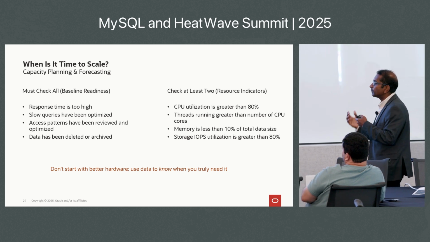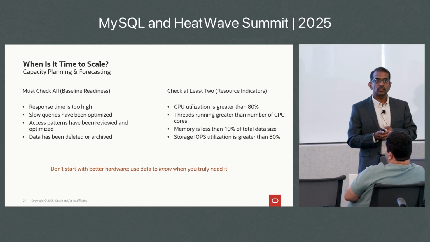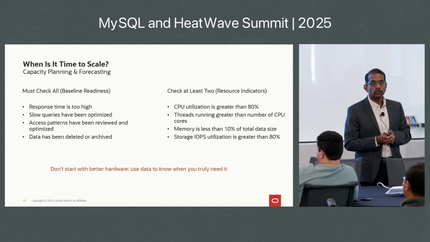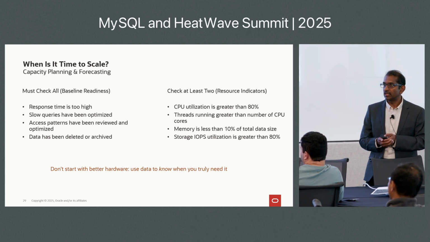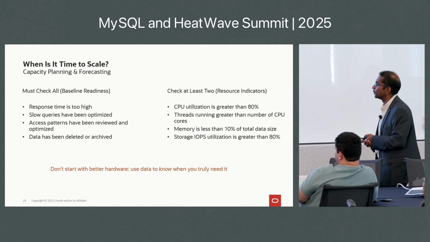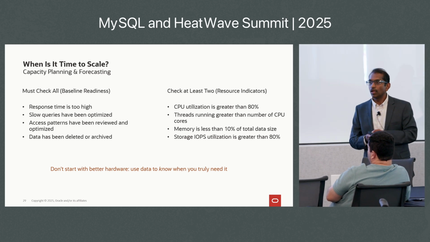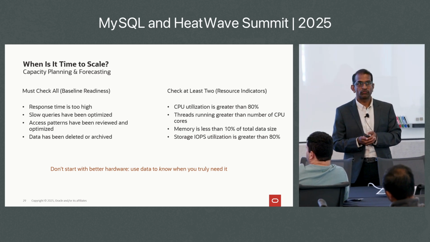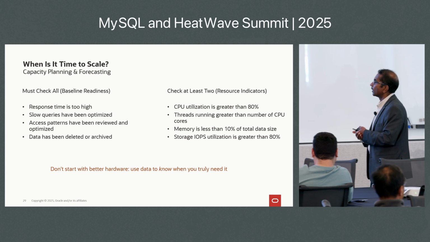Now we have done everything possible. I've been tuning the system on an ongoing basis. So the question is, okay, I'm seeing slow degradation in performance over a period of time. So maybe the question is, is it time to scale? Do I do capacity planning or do I do forecasting? So how do I come up with a readiness check?